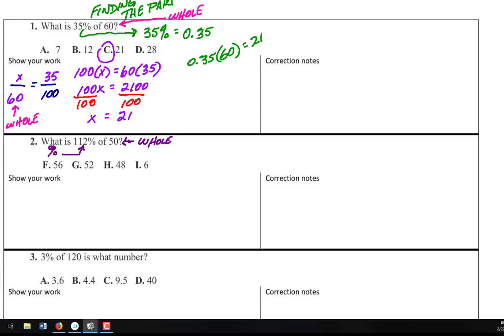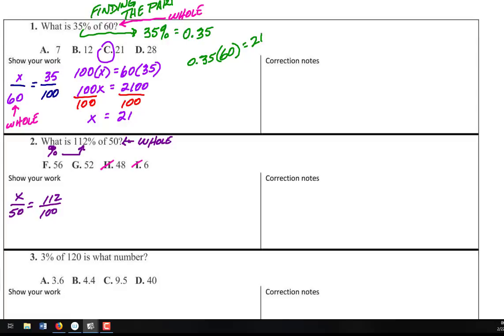So if we set up our percent proportion for this problem, we have 50 as our whole. We have 112 as our percent over 100. Our unknown is x. Now here's a quick check we can do. If you have more than the whole, then your answer is more than that 50, which means the 48 and the 6 can't be answers. So it's either the 56 or the 52.